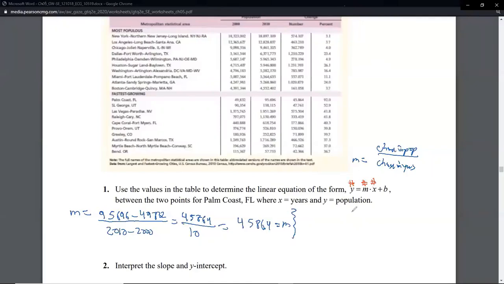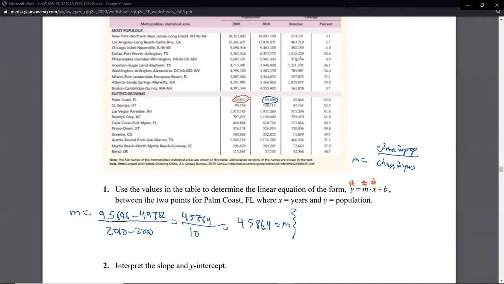Well, what y and x do you plug in? You could plug in the 49,000 with the 2,000, or you could plug in the 95,000 with the 2010. It doesn't matter which points you use. At the end of the day, you'll get the exact same answer. If any of these have a 0 in them, that's the one I would use because zeros are easy to plug in, but we don't have that here. I think 2000 is easier to plug in than 2010, so that's what I'm going to do.